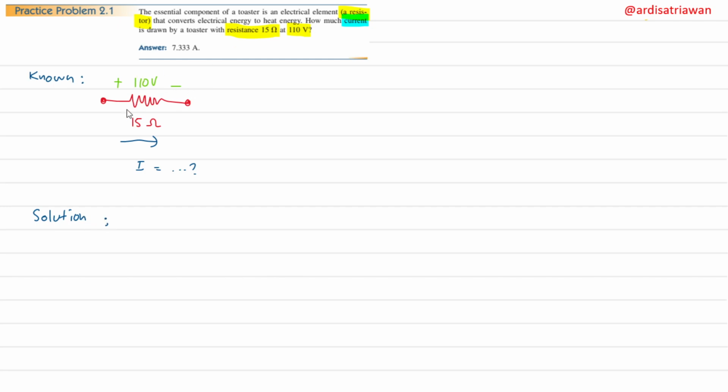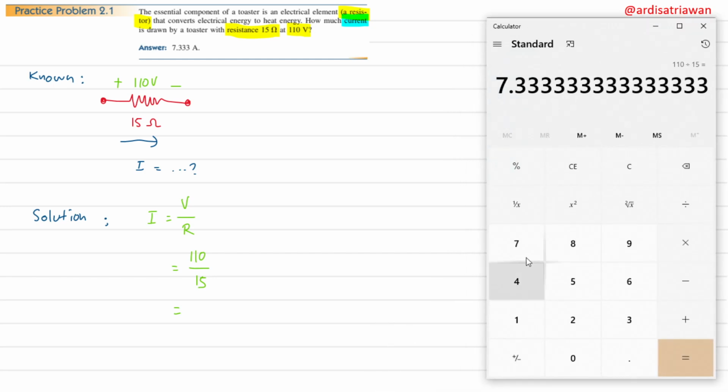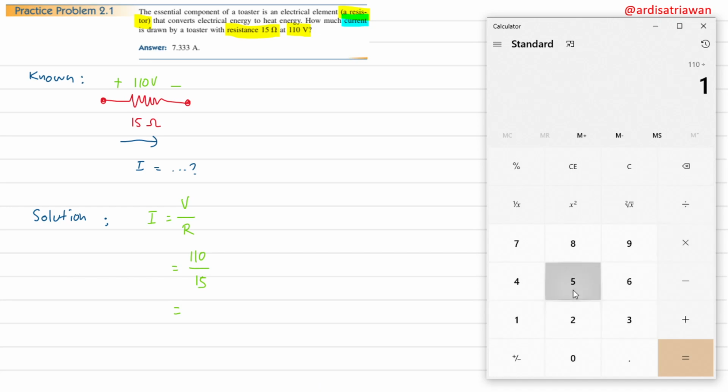If we know the voltage and the resistance, we can directly use Ohm's law to find the answer. So Ohm's law says that the current is equal to voltage divided by the resistance, and the voltage is 110. So let's plug that in, 110, and then the resistance is 15, divided by 15. This is not a nice number, so I just want to plug this into the calculator. 110 divided by 15, and that will be 7.333.